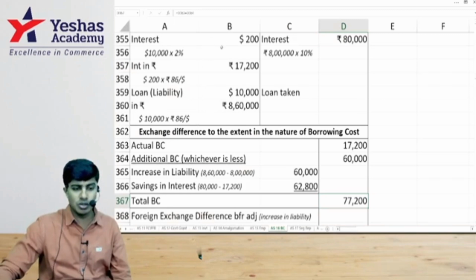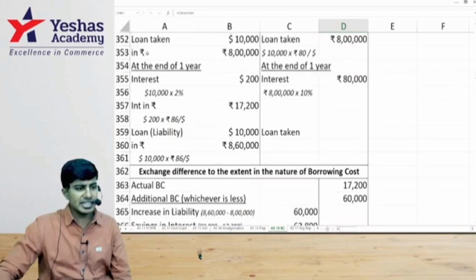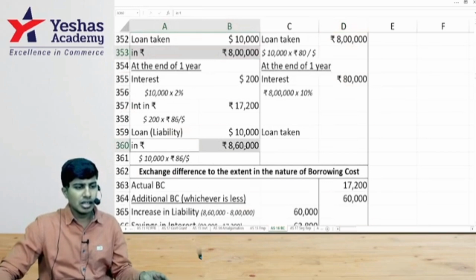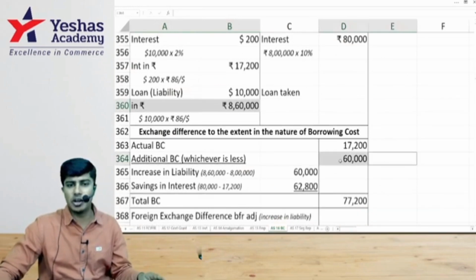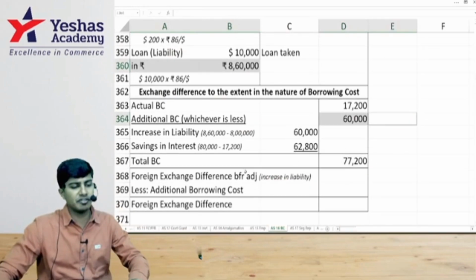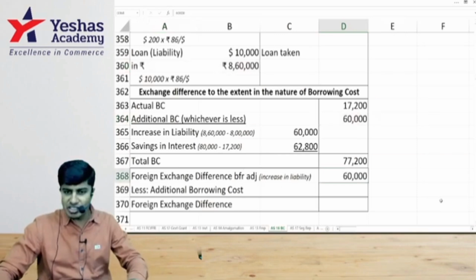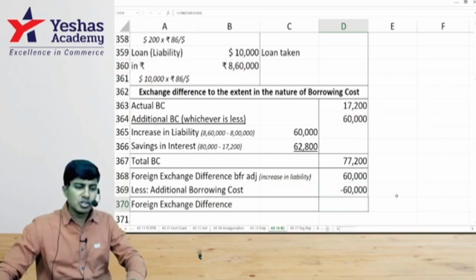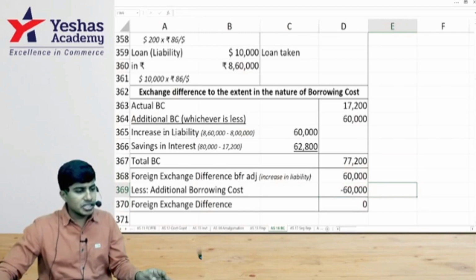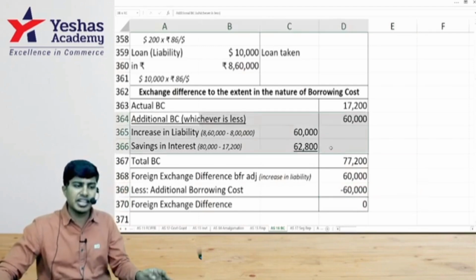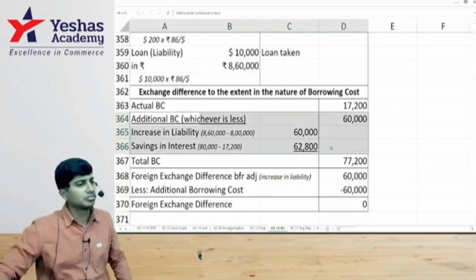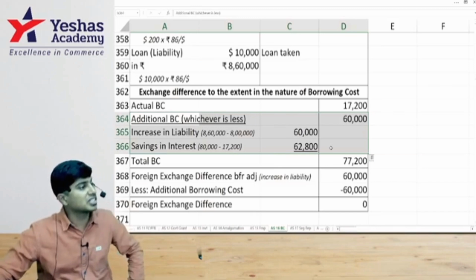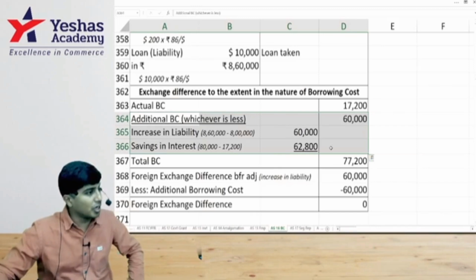62,800. Sorry, 60,000 is the increase in liability. Increase in liability is how much? That entire 60,000 became additional borrowing cost. So there is no foreign exchange difference. How much is my additional borrowing cost? 60. So foreign exchange difference is 0, because the entire foreign exchange difference is treated as additional borrowing cost.